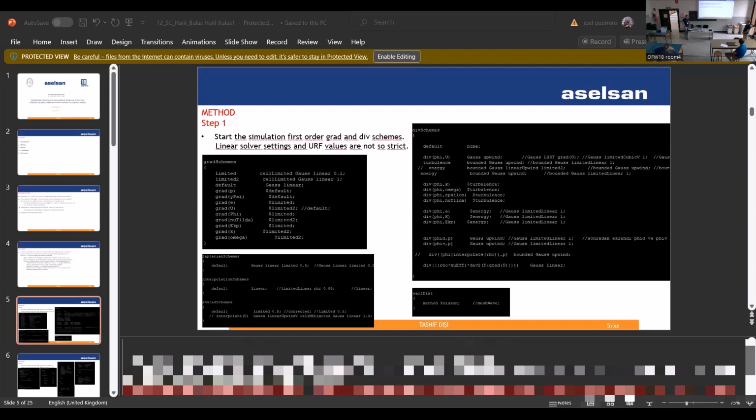So as a starter package, I'm always getting a result, even though I have highly skewed meshes. So this is my starter pack, and I want to share it with you. Yes, so thank you.